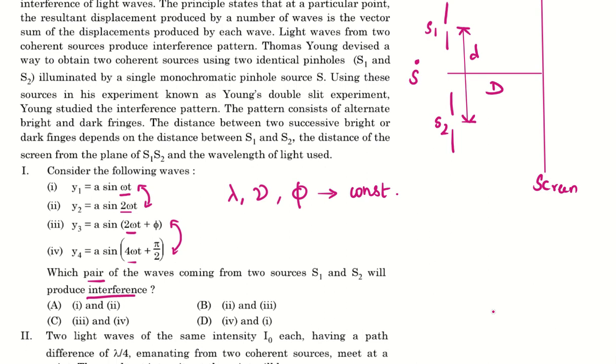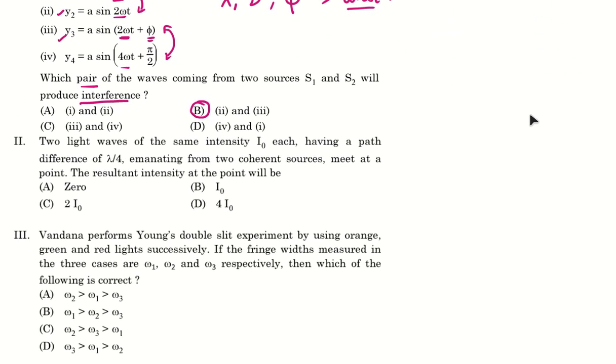But the other way, we can check y2 and y3. They both have the same frequency. There is a phase difference of phi. That is okay, if it is constant with time, then we can choose that y2 and y3 will produce an interference pattern on the screen. So the answer is B. Next question.